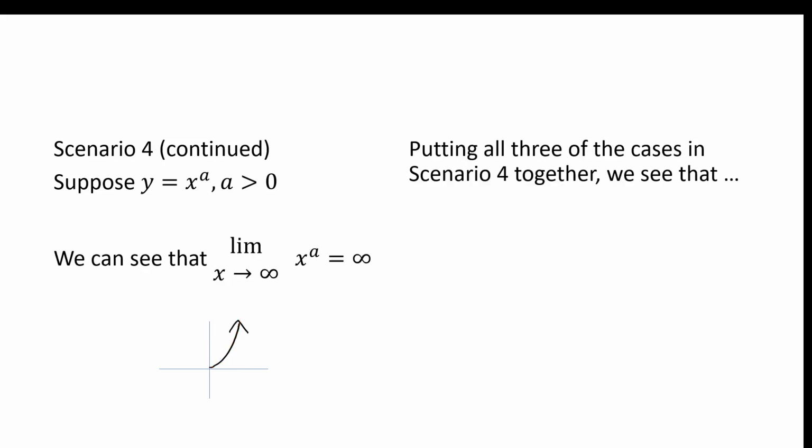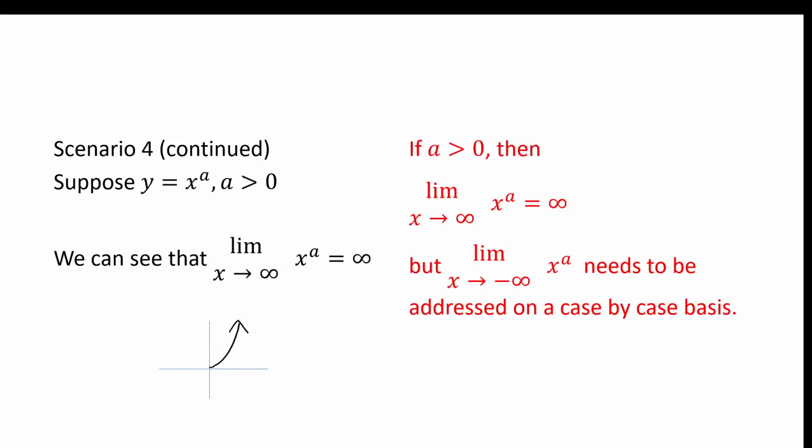Okay? Now, putting all those cases together, we can see the following. If a is greater than 0, then the limit as x goes to infinity of x to the a equals infinity. But the limit as x goes to negative infinity of x to the a needs to be addressed on a case-by-case basis.